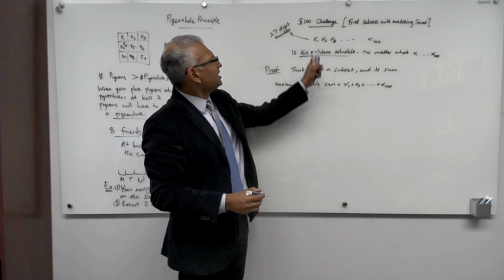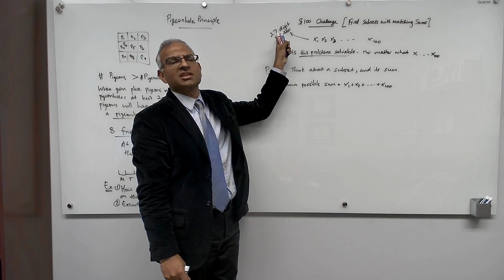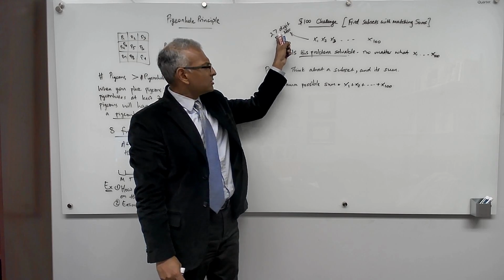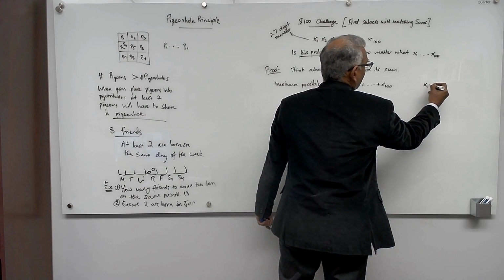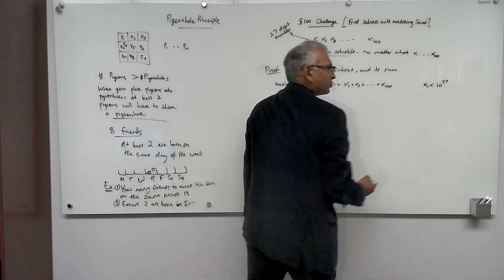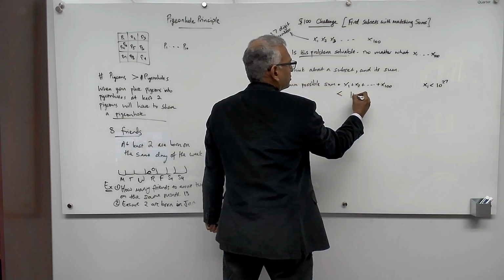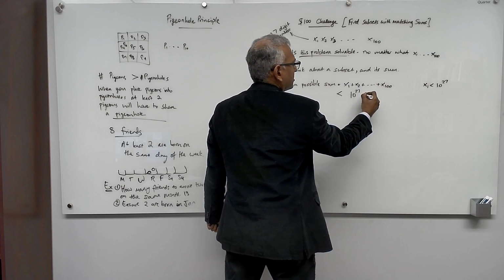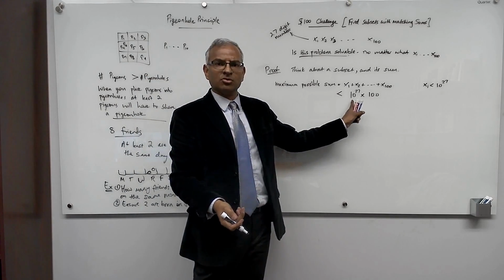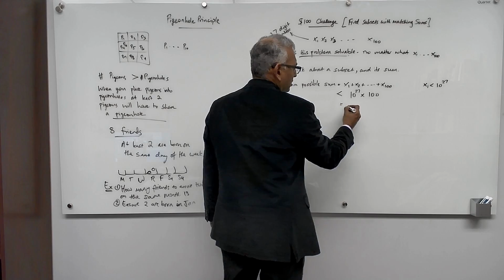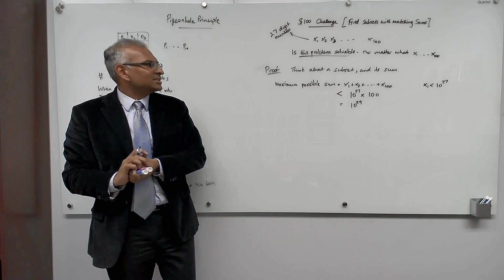Any 27-digit number is less than 10 to the 27, just like any 2-digit number is less than 10 to the 2, which is 100. So xi is less than 10 to the 27 because they're 27-digit numbers. So this maximum possible sum is less than 10 to the 27 times 100, because there are 100 numbers and each is at most 10 to the 27. This is equal to 10 to the 29. So the maximum possible sum is 10 to the 29.